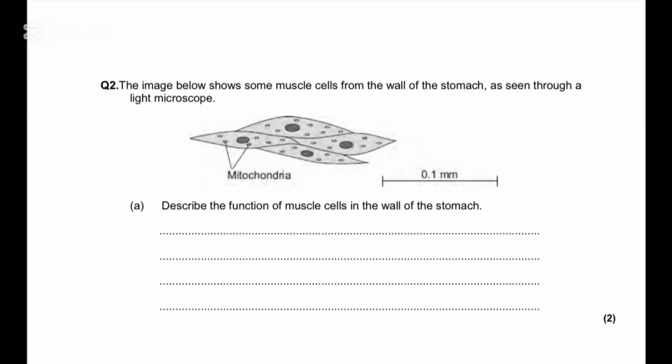As for the second question, the image below shows some muscle cells from the walls of the stomach as seen through a light microscope. They said, describe the function of the muscle cells in the walls of the stomach. This is way too easy. The primary function of the muscle cells in the stomach wall is to contract and relax, churning food and mixing it with digestive juice. That's just the major function. They help to mix food with digestive juice because they consist of smooth muscle, and this helps them to perform their job effectively. Thank you very much.